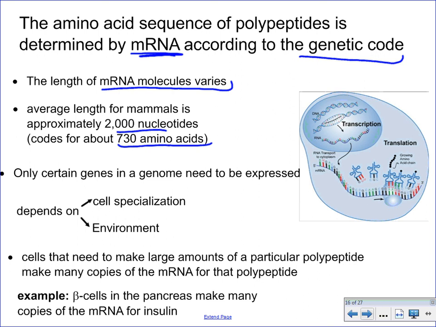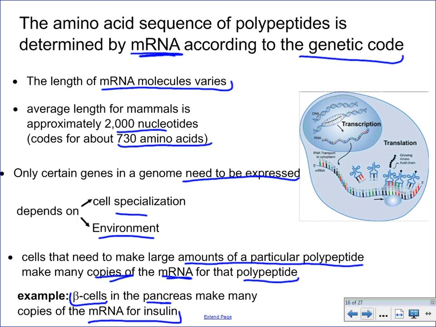And remember that only certain genes in a genome need to be expressed. This is based on cell specialization and the environment that the organism or that cell is located in. Cells that need to make large amounts of a particular polypeptide or protein will make many copies of the mRNA for that polypeptide. As an example, beta cells that are found in the pancreas will make lots of copies of the mRNA transcript for the protein insulin, because they are making lots of insulin.